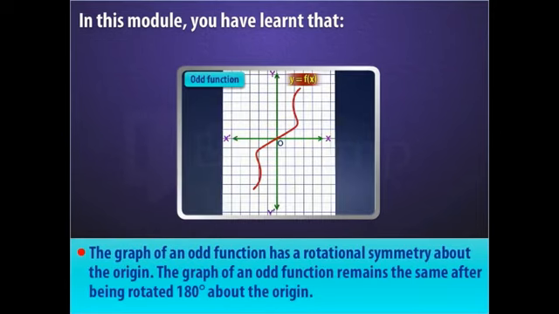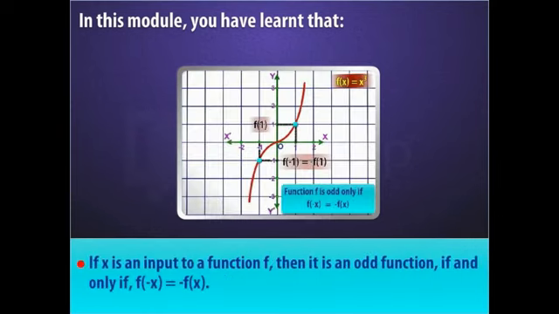The graph of an odd function has a rotational symmetry about the origin. The graph of an odd function remains the same after being rotated 180 degrees about the origin. If x is an input to a function f, then it is an odd function if and only if f of negative x is equal to negative f of x.